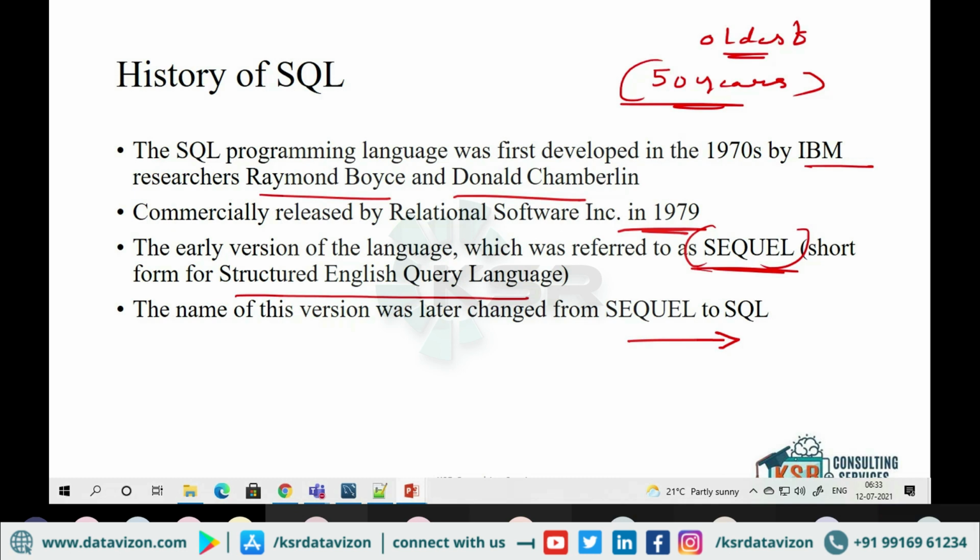Okay, so why I'm bringing this to your notice is, if tomorrow someone asks about SQL, you should not get confused thinking, I know only sequel, I don't know S-Q-L. Both are the same. Either people call it sequel or people call it S-Q-L. Okay, this is about the history, right?